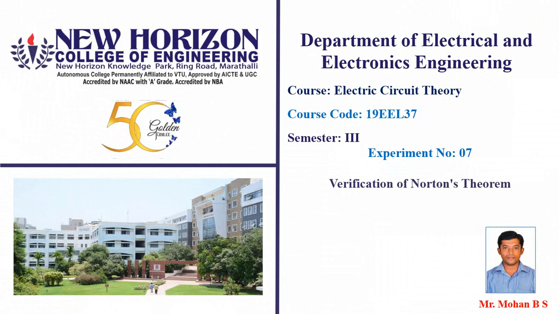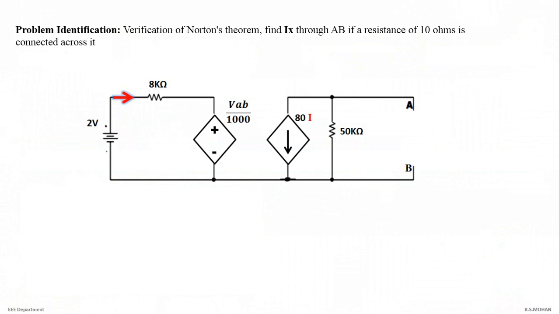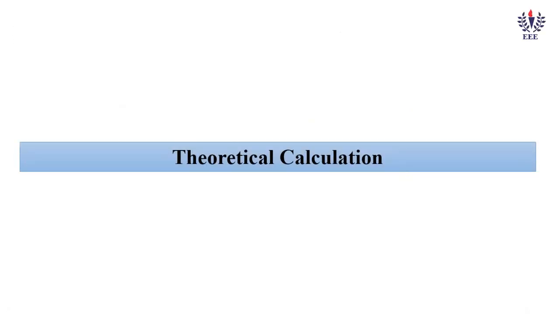See the second experiment under 7th one, that is verification of Norton theorem. So the aim is verification of Norton theorem to find Ix through AB if a load resistance of 10 ohm is connected across it. Let's move to theoretical calculations.